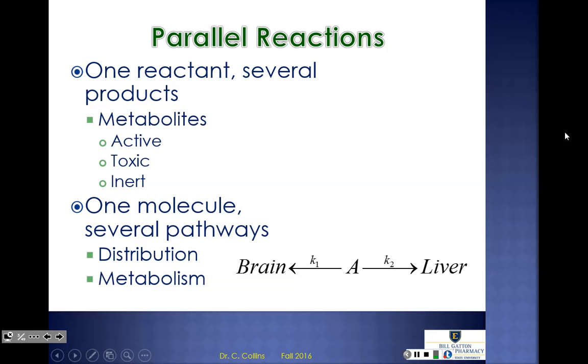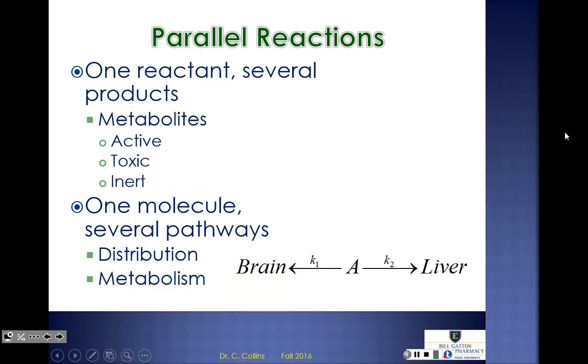Types of reactions that we can see. I'm going to go through these fairly quickly. All right, so if you've got one reactant and several products, might be metabolites. And I'm going to go over that in a second. Metabolites can be active, can be toxic, can be inert. It's kind of a misnomer. A metabolite is supposed to be a less toxic version of whatever has been treated. So the appropriate term here is actually biotransformation product, but metabolism and biotransformation are used as synonyms by almost everybody. So the original meaning of the term metabolite has kind of been lost.